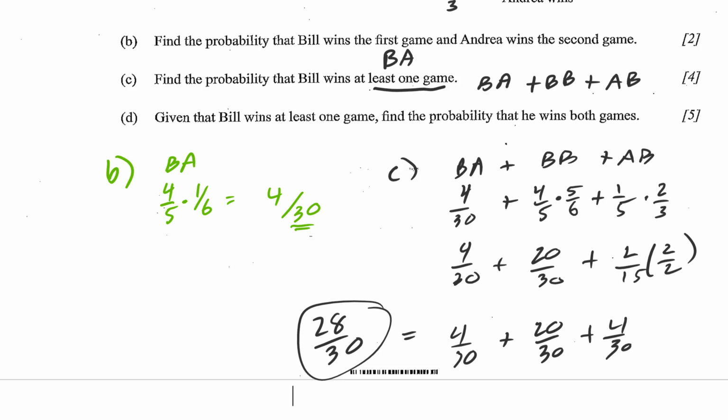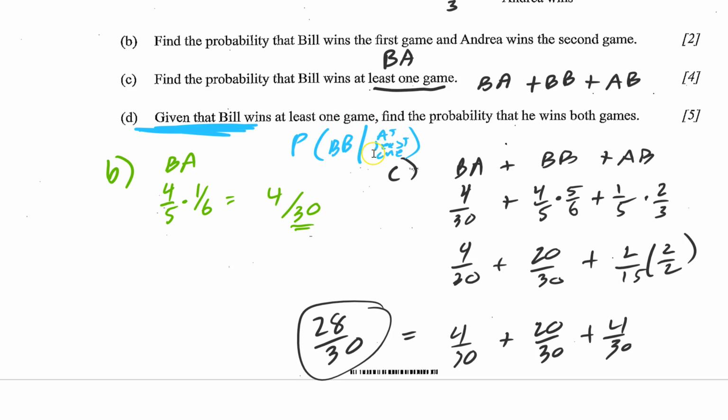Okay, last question on this problem. Given that is very important, right? Given that is the line. So given that he wins at least one game, find the probability that he wins both games. So that's what we gotta find. We gotta find the probability he wins both games, given that he won at least one.